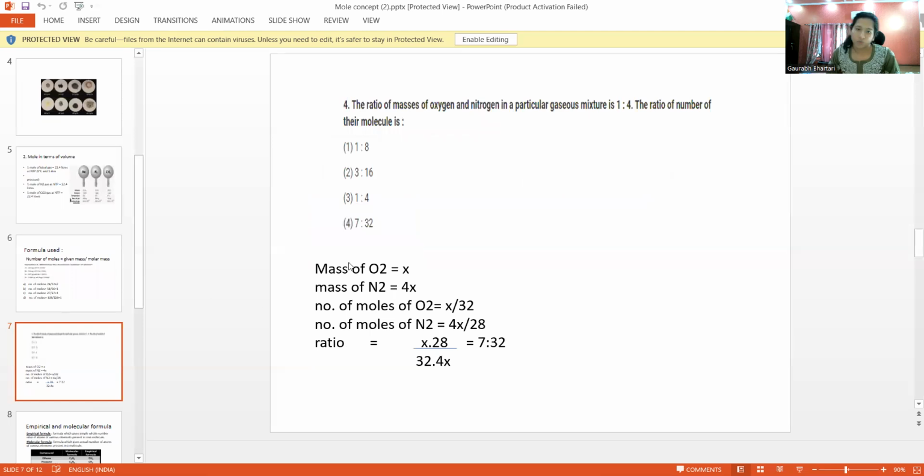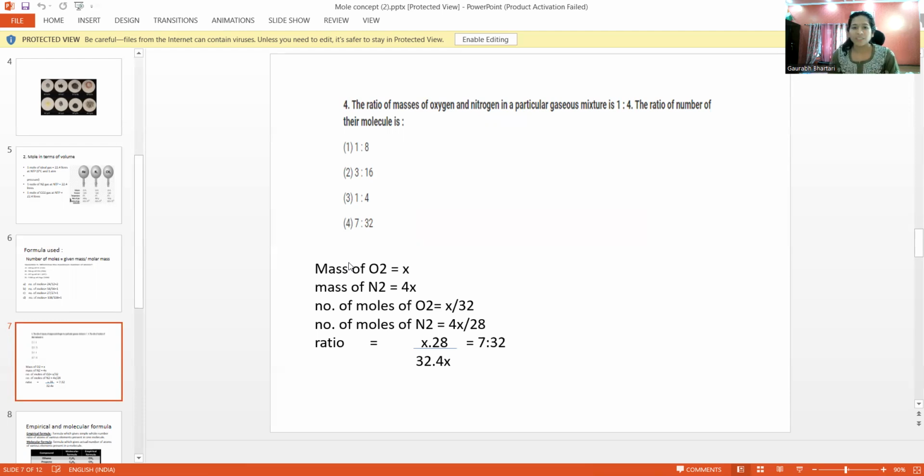Then we come to the next question. Now here in this question, we have been given the ratio of masses of oxygen and nitrogen. It is given as 1:4. So, using our basic mathematical concepts, we will assume the mass of oxygen to be X. We will assume the mass of nitrogen to be 4X, right? Because the ratio is given to us as 1:4.